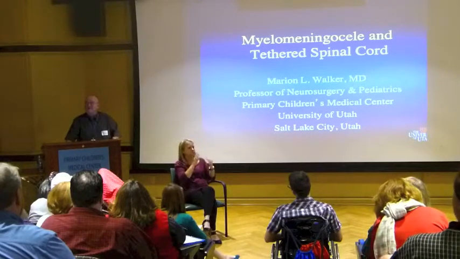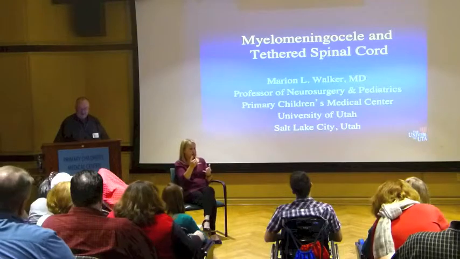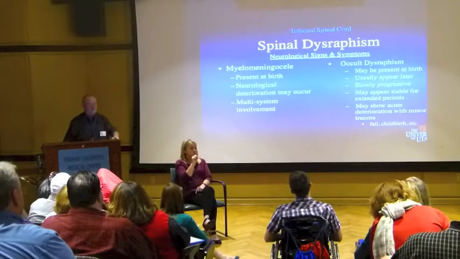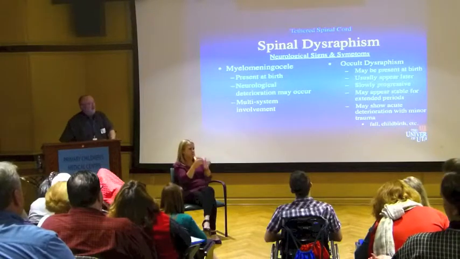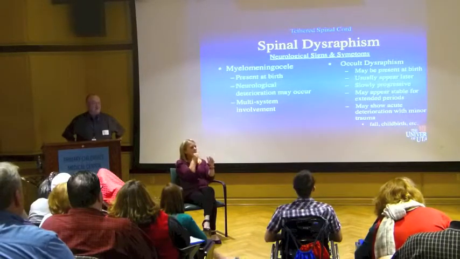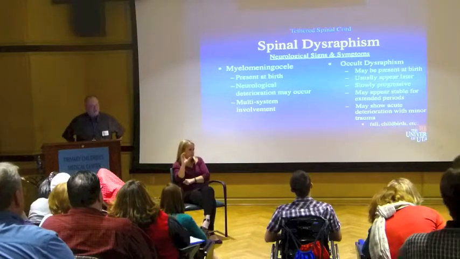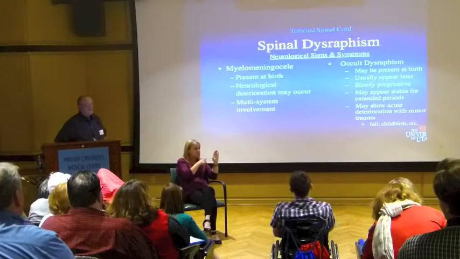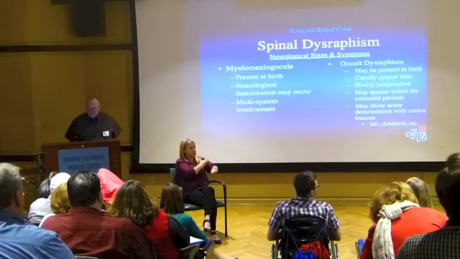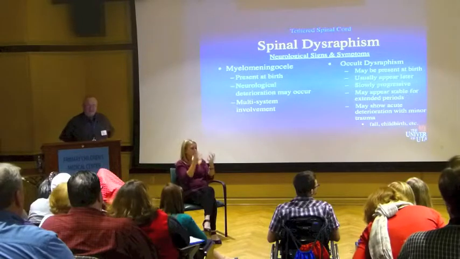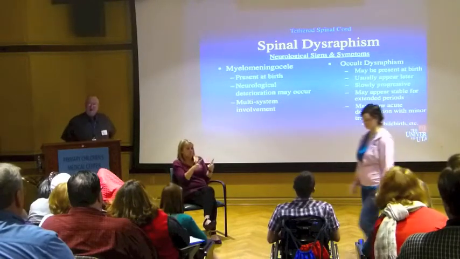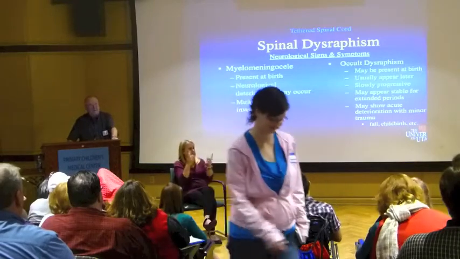But we're going to talk about tethered spinal cord today, and particularly how it relates to the myelomeningocele population. But spinal dysraphism is a more broad term, and it can include occult dysraphism, and by that we mean it's more hidden. It's not so obvious as a myelomeningocele is. But there are differences. Obviously, the myelomeningocele is present at birth. It does involve some neurological elements, and deterioration may occur. And it involves multiple systems, not just that placode on the back. Occult dysraphism is also present at birth, but it may not be apparent. It can occur later. Its progression is typically slower.